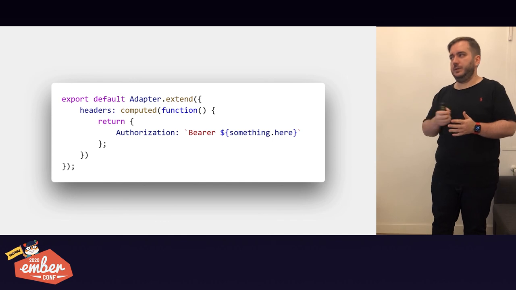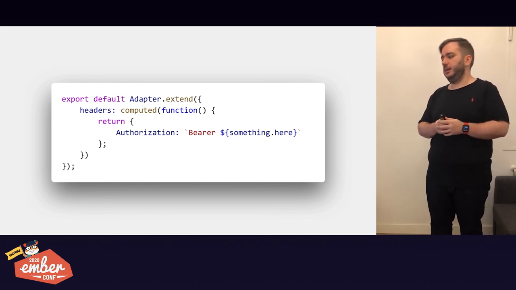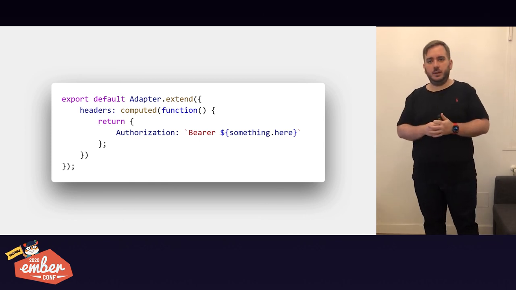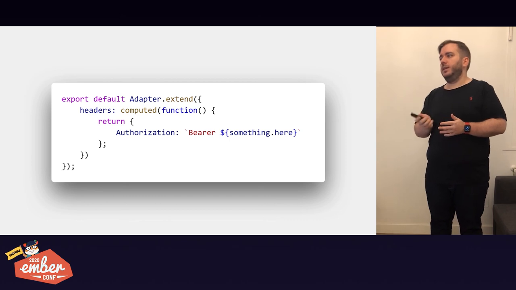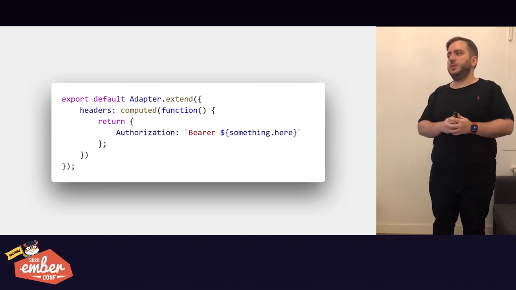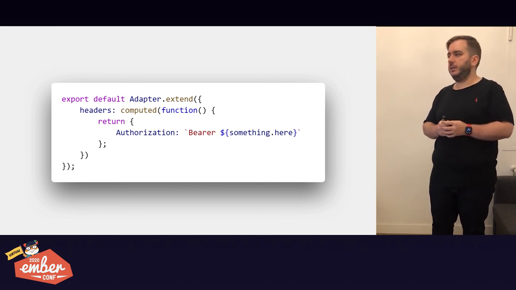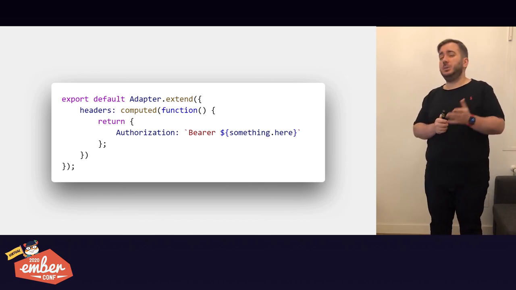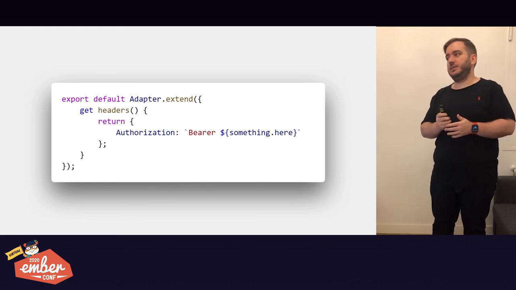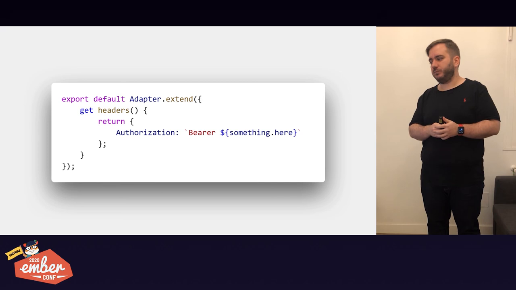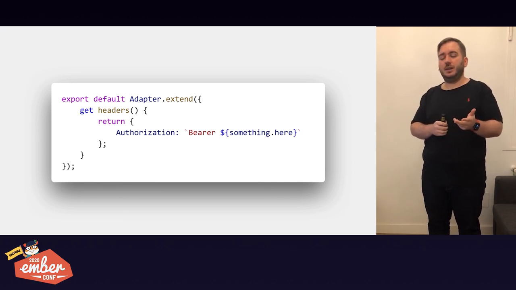In our adapter, we have a computed property for headers. This is using the old syntax because this happened almost a year ago. And in these headers, we were returning an authorization with a token injected from one add-on. Do you want to see the fix? Because this is going to be really nice. The fix was this one. Headers was just a getter.